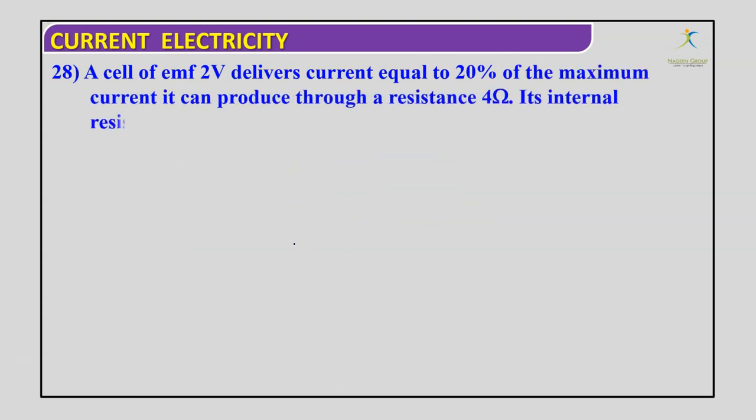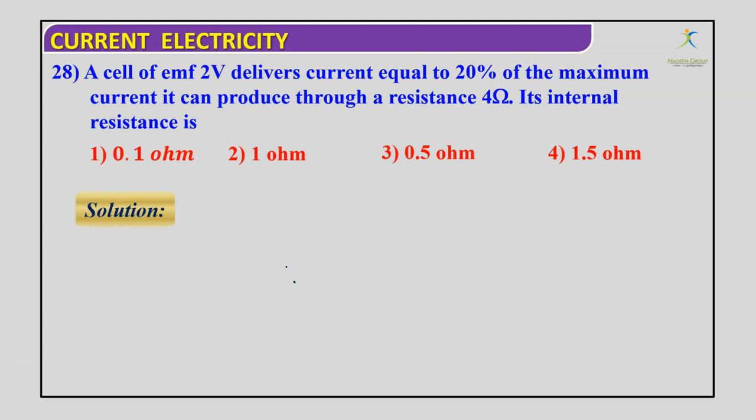A cell of EMF 2 volt delivers current equal to 20% of the maximum current it can produce through a resistance of 4 ohm. Its internal resistance is, we have options: 0.1 ohm, 1 ohm, 0.5 ohm, 1.5 ohm. So let's move to the solution part.